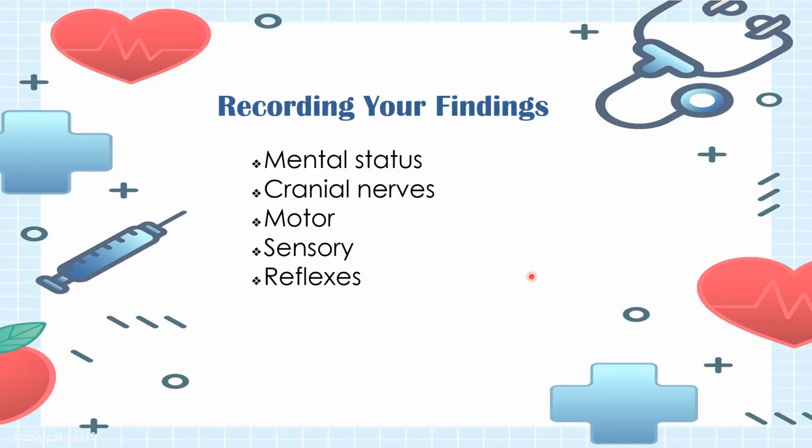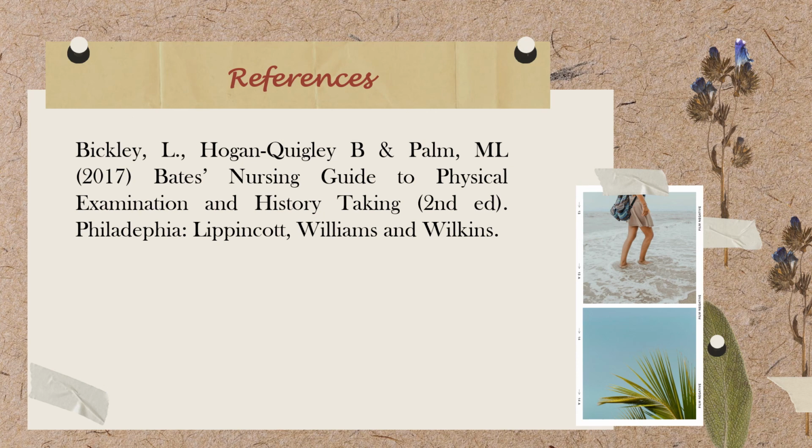Now, in recording your findings, you have to record the following: the mental status, the cranial nerves, the motor, the sensory, and the reflexes you've gathered during your health history or during your physical examination. This ends our second topic for this week, and again, this is the reference.